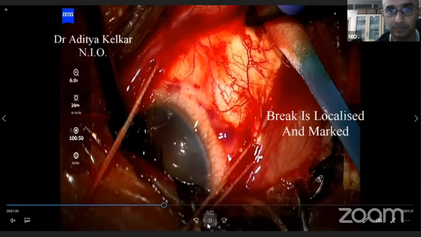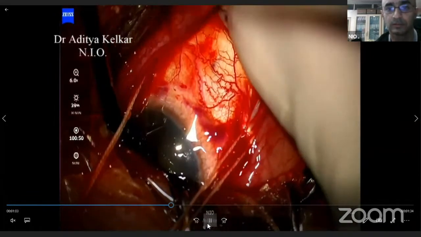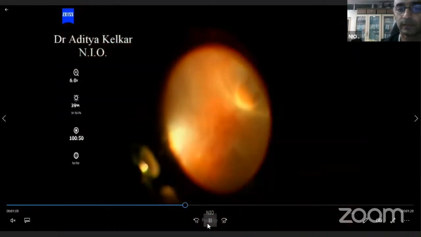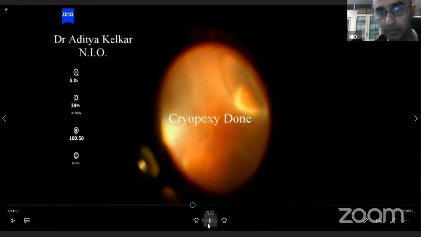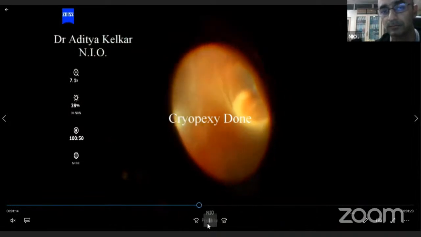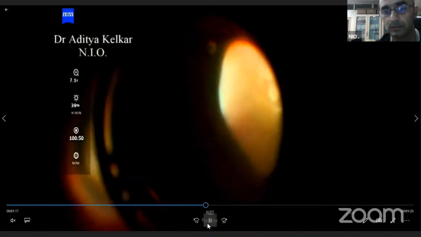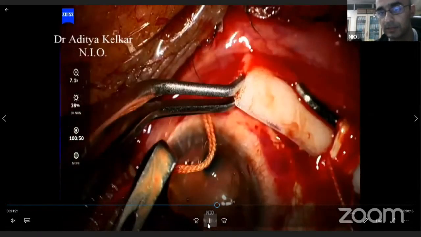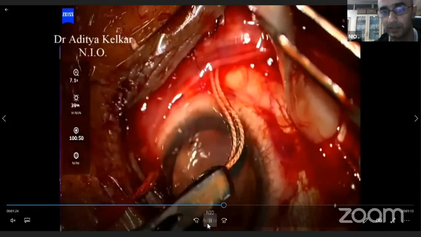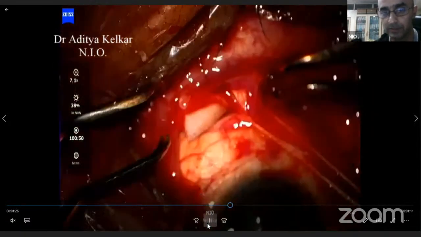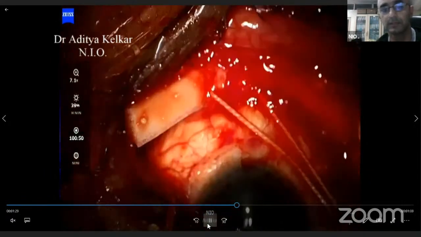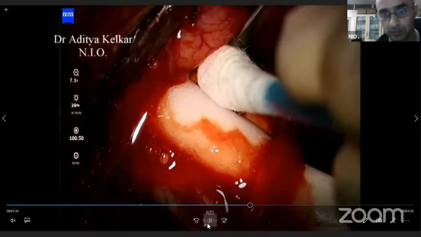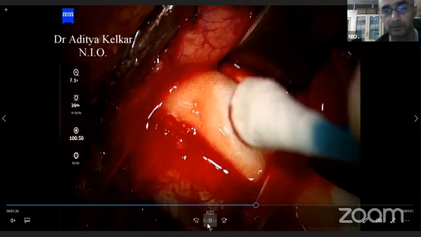So once I mark the break, we are going to cryo, and then we'll place a small segmental buckle over that area. I use a sponge because, as you know, I have been trained with Dr. Nagpal sir, and this is his favorite explant to use for retinal detachment surgery. One can also do a radial buckle in this situation, but I prefer a segmental buckle because there was a doubtful break also in the superior temporal quadrant.